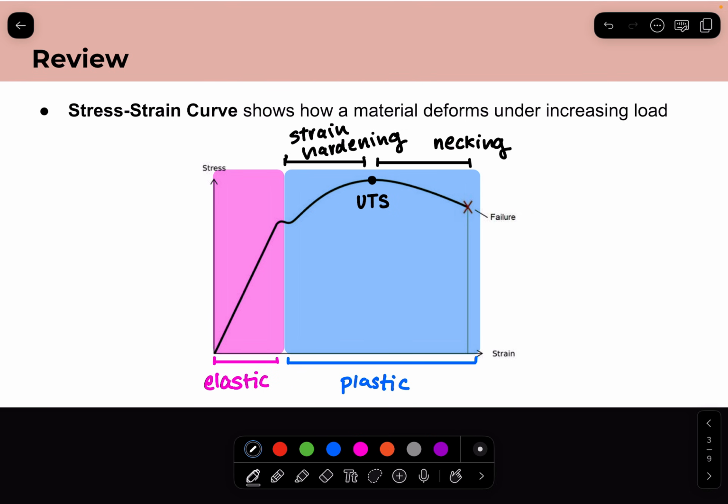Necking is where the cross-sectional area of the specimen decreases before a fracture. So it would look something like this. If the original shape was just a rod, it would begin, this is exaggerated, but the diameter would begin to decrease right here.